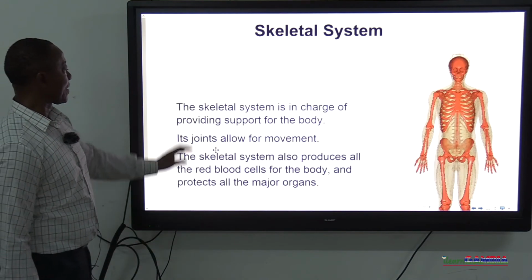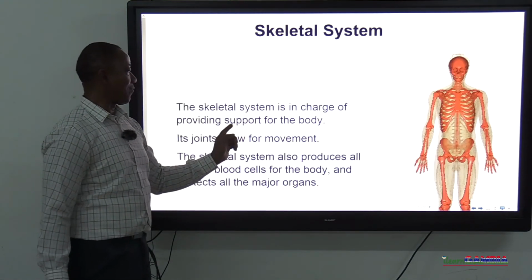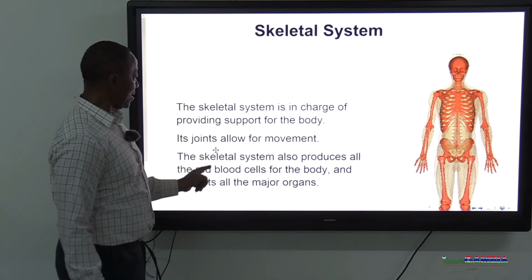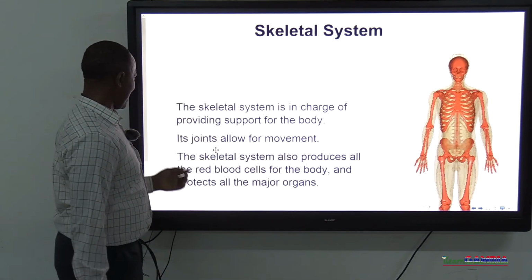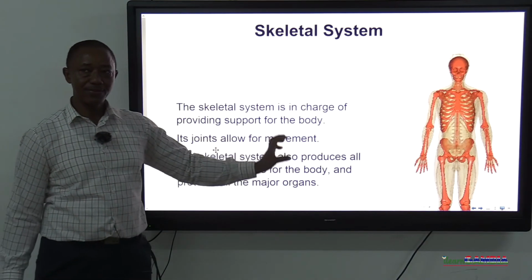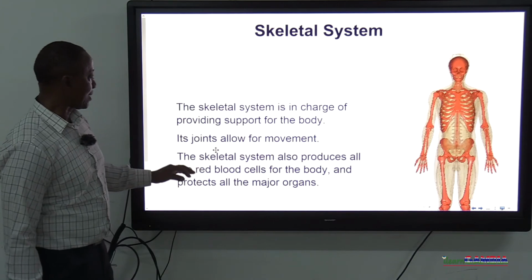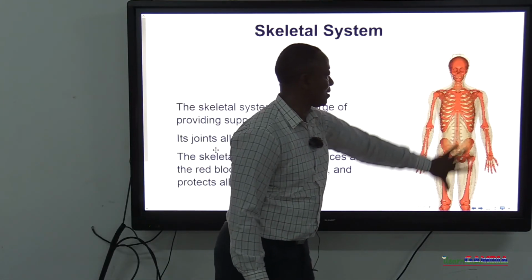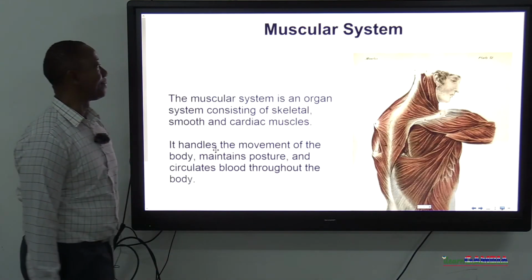Skeletal system: this is in charge of providing support and protection for the body. Its joints allow for movement. The skeletal system also produces all the red blood cells for the body and protects all the major organs. So the skeletal system is simply the bone system of the body.